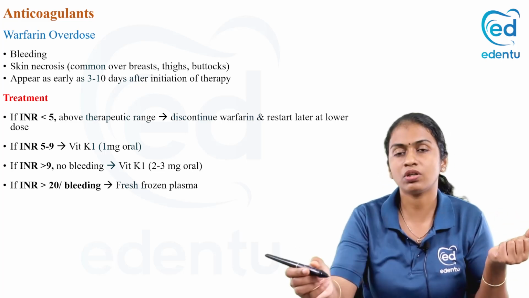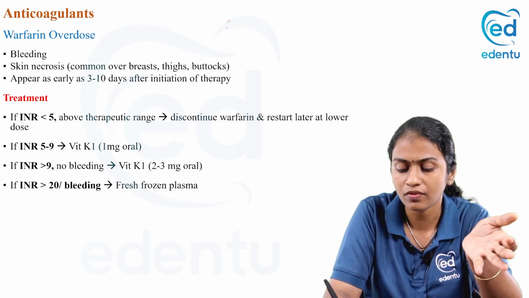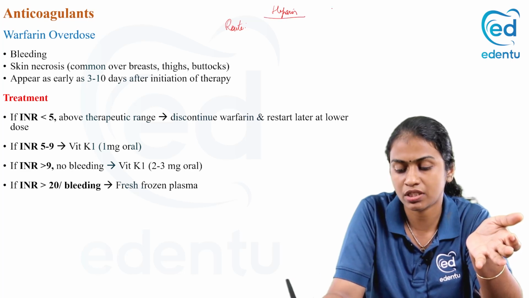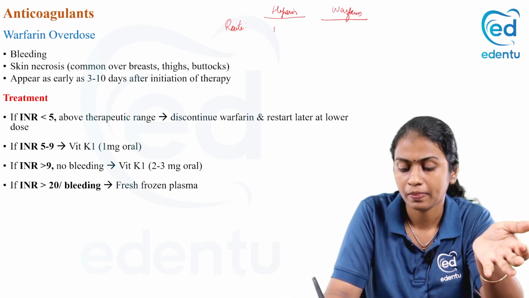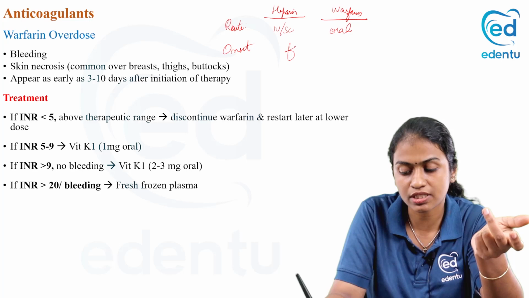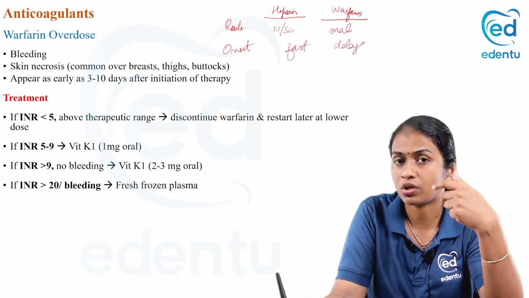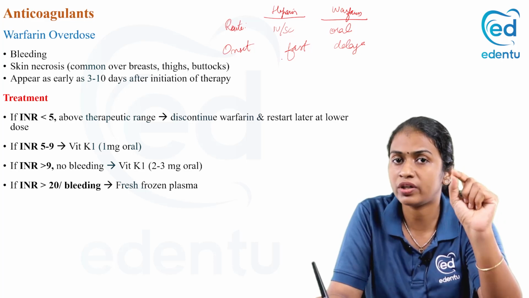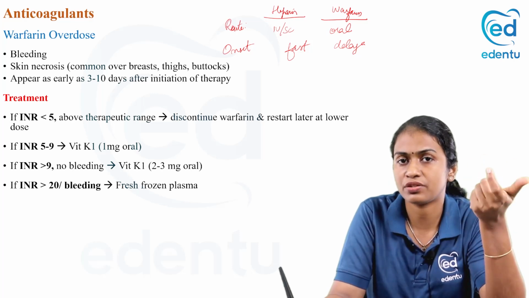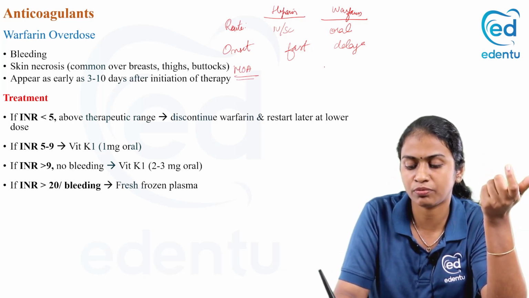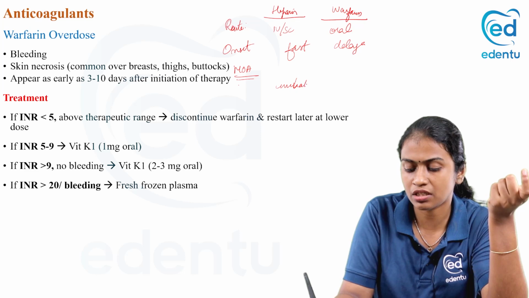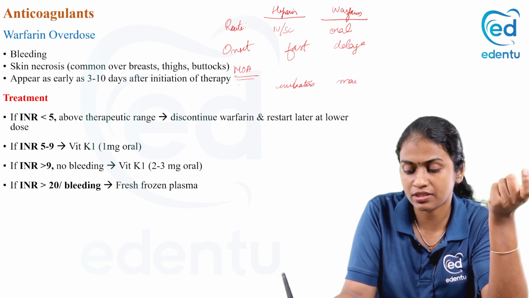clotting factors. Okay. So what is the difference between heparin and warfarin? Of course, in route you have a difference. Heparin is given parenterally, that is subcutaneous or IV, whereas warfarin we give orally. Onset: heparin is fast onset, whereas warfarin is delayed onset. What is the reason? Because heparin inactivates the already activated factors, that is 10 and 2A, whereas warfarin inhibits the activation of clotting factors. So that is the difference in mechanism of both the agents. So that is the reason why heparin is used for initiation, whereas warfarin is used for maintenance of therapy.